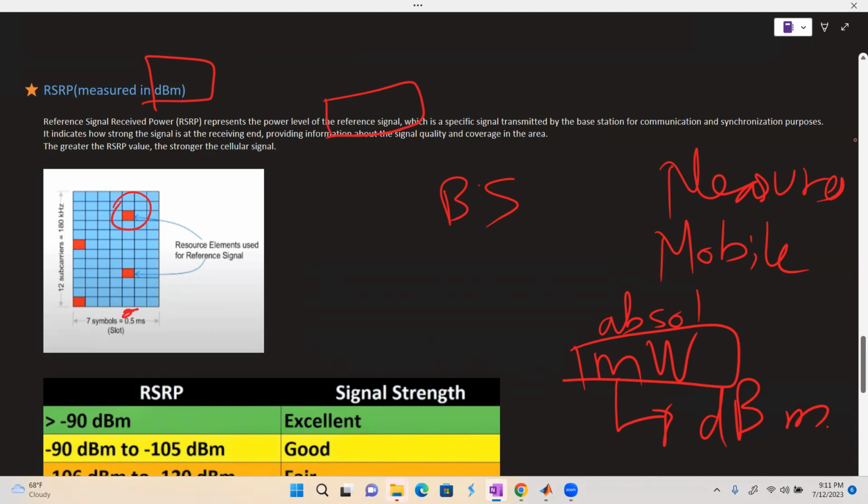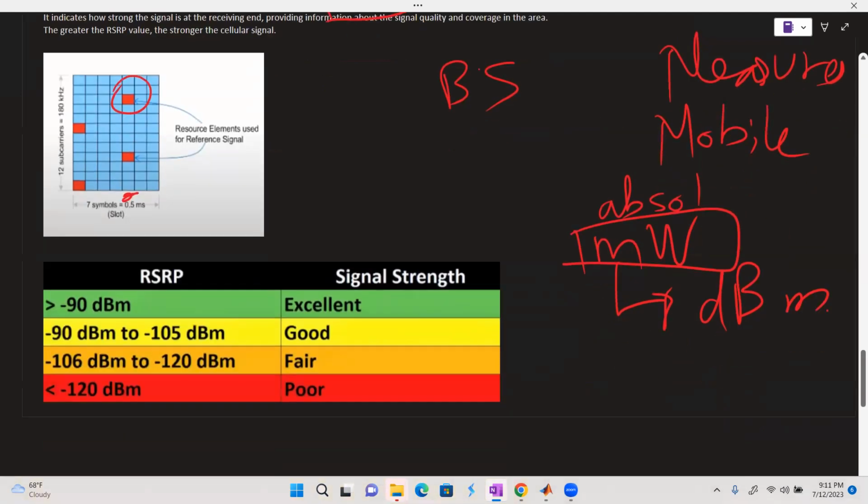And this RSRP is used for synchronization purposes and for communication purposes between the base station and wireless devices like mobile phones. It can also tell you how much loss is there between the base station and the mobile phone, so how strong the signal is at the receiving end. The greater the RSRP value, the stronger the cellular signal. Very intuitive. This table or chart also indicates some of the common values that we see in LTE and 5G systems for RSRP measurements versus what we indicate as good, fair, or poor signal strength.